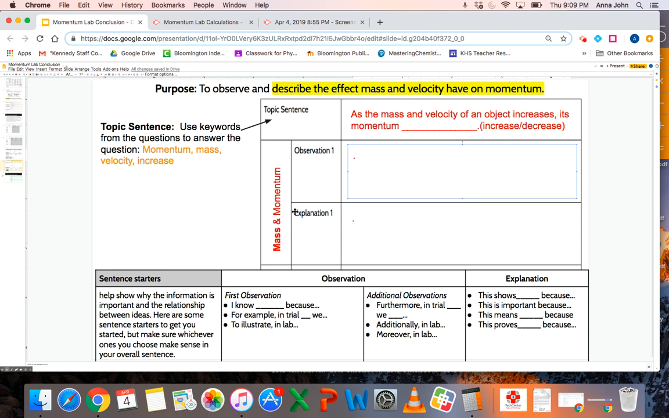And so first I'm going to talk about how the mass affects the momentum. My second set, I'm probably going to talk about how the velocity affects the momentum. Then I have a third set, and I want to pick just another example to illustrate my idea. It can be of mass or of velocity, or it could be a combination of both. Maybe it's your heaviest and your fastest trial. So where are we going to get this data from?